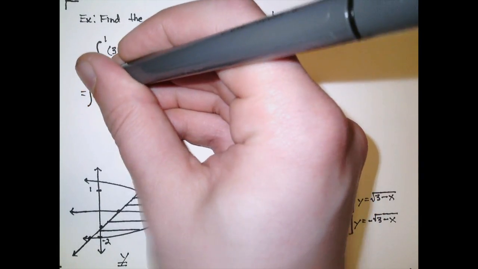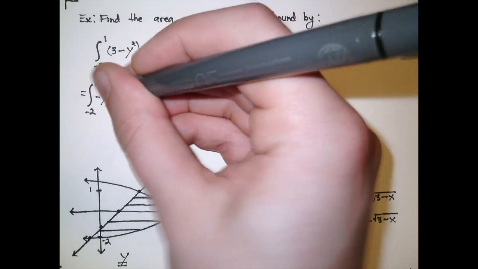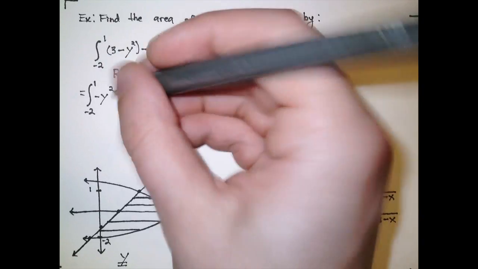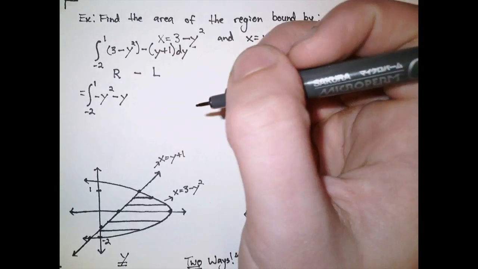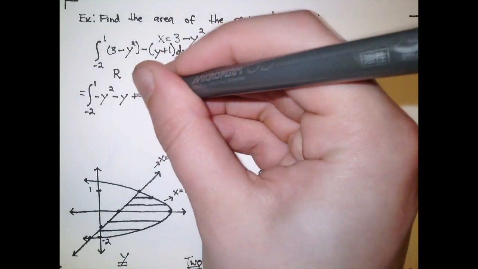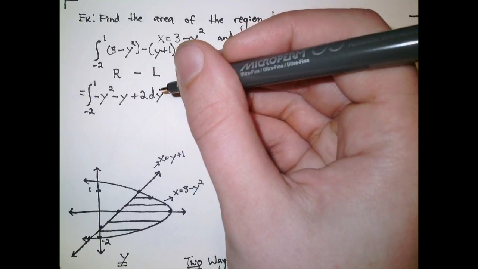We perform the fundamental theorem. Well, rewrite the integral first. Want to make this easier to antiderive. So I rearrange some things, combine negatives, distribute negatives, all that good stuff. We get negative y squared minus y plus 2 dy.